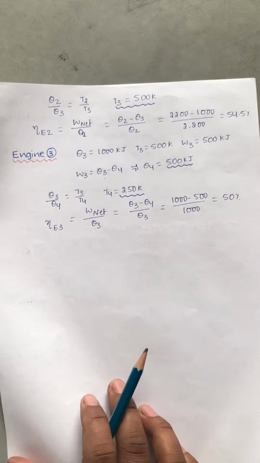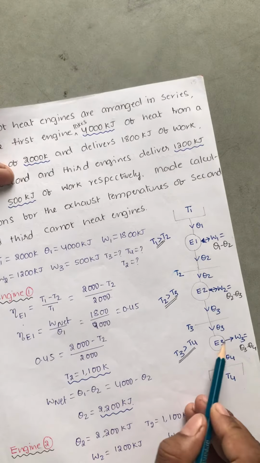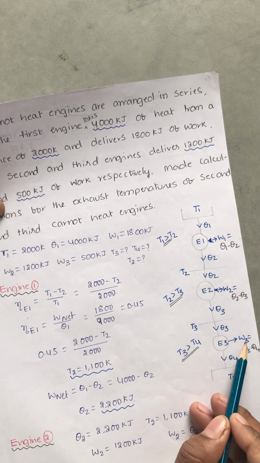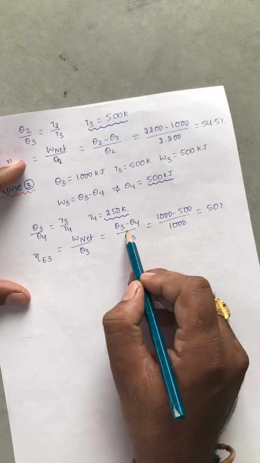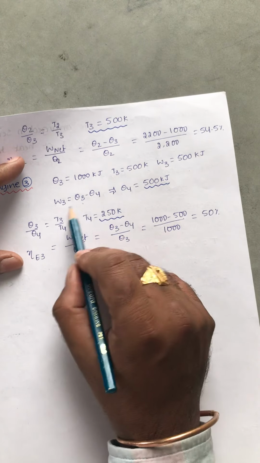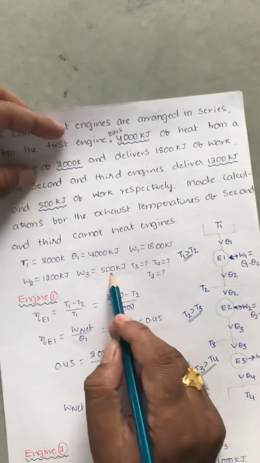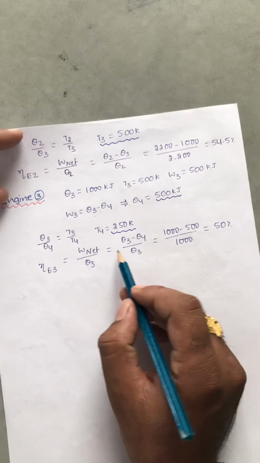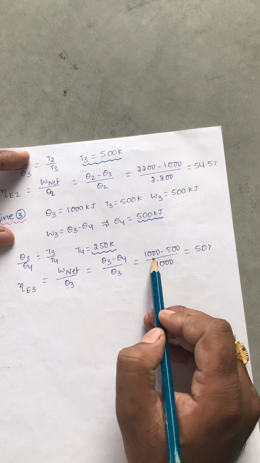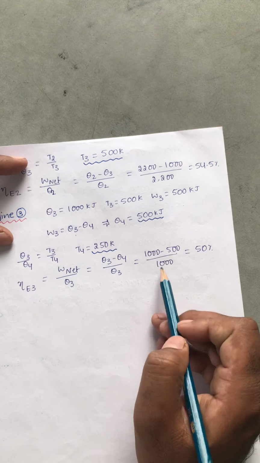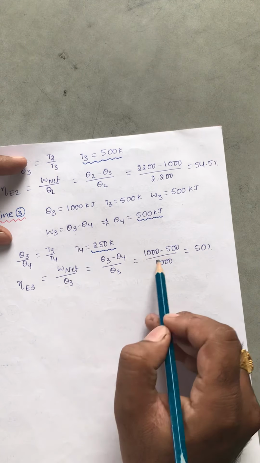Then the efficiency of engine 3 equals net work done, that is W3, by heat supplied Q3. The W net is given as 500 kilojoules for engine 3. From the calculation also, W net equal to Q3 minus Q4. Q3 is 1000, Q4 is 500, so that is also 500. Dividing by Q3, which is 1000, it is 50%. So we calculated everything here.